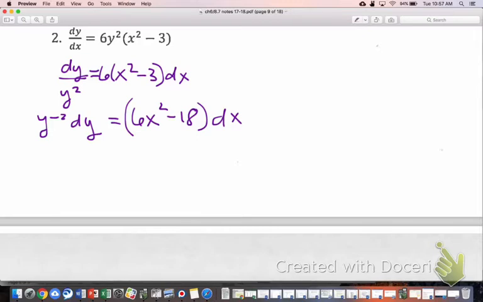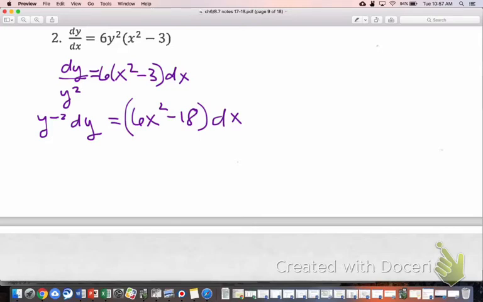If I had $1 for every time somebody messed up something like y to the negative 2 or divided by y squared or times y squared or whatever, I would have enough money to buy you all burritos for sure. Or at least half of you burritos, something like that. A good number of burritos.